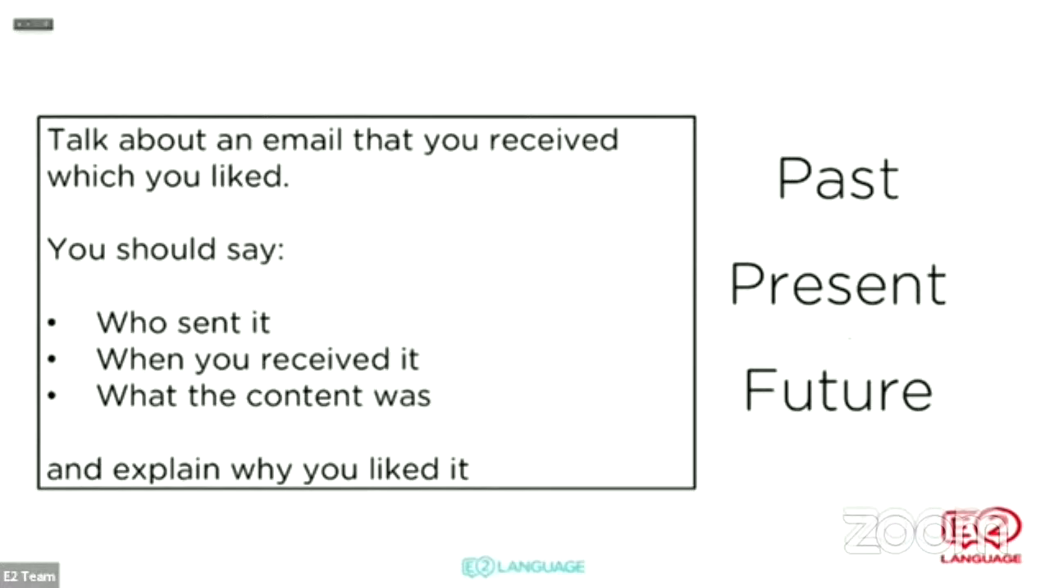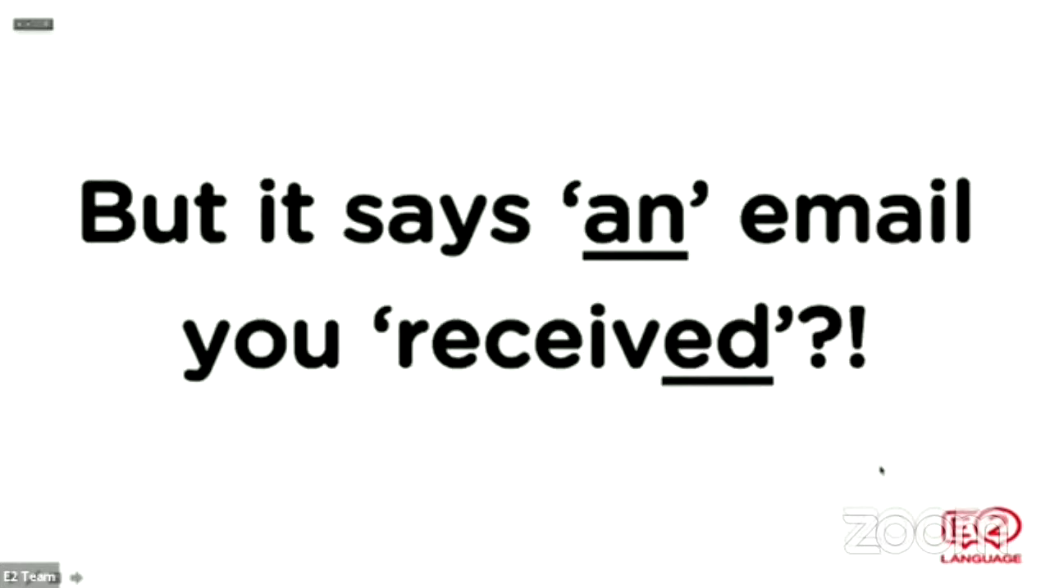Okay, so we look at our task card here about talking about an email, and we're going to tell 3 stories: a past story, a present story, and a future story. And I'll tell you why in a second. It says talk about an email you received. So Jay from E2 Language must be wrong, because it's saying talk about one email that you received in the past. Are you allowed to talk off topic?